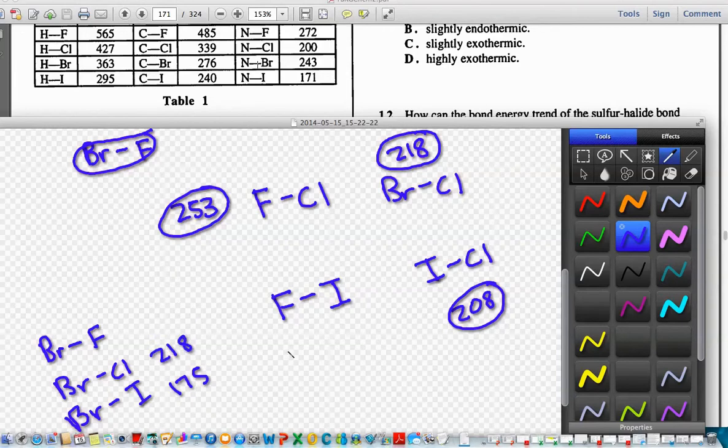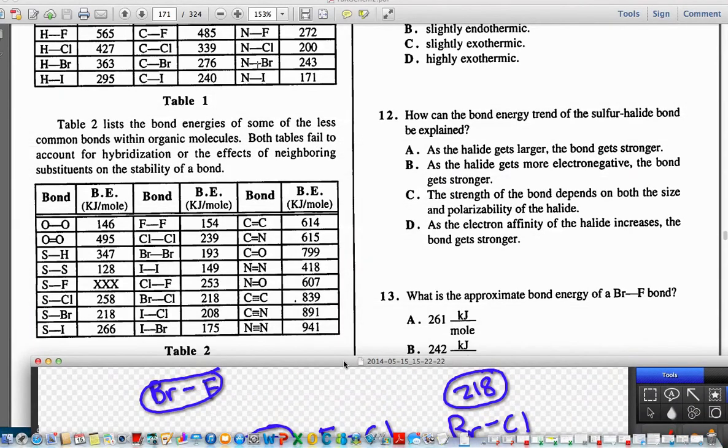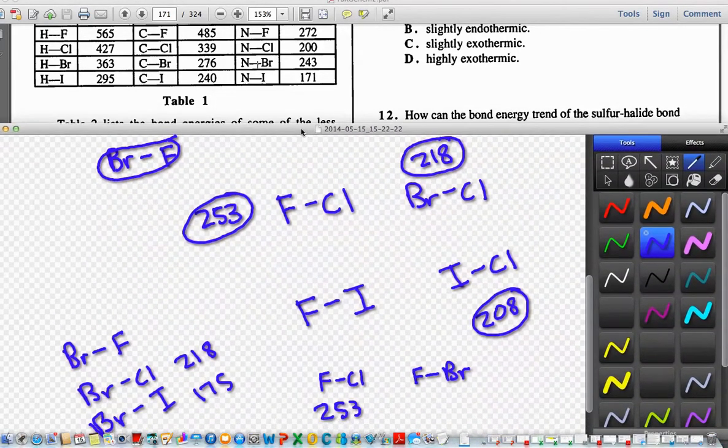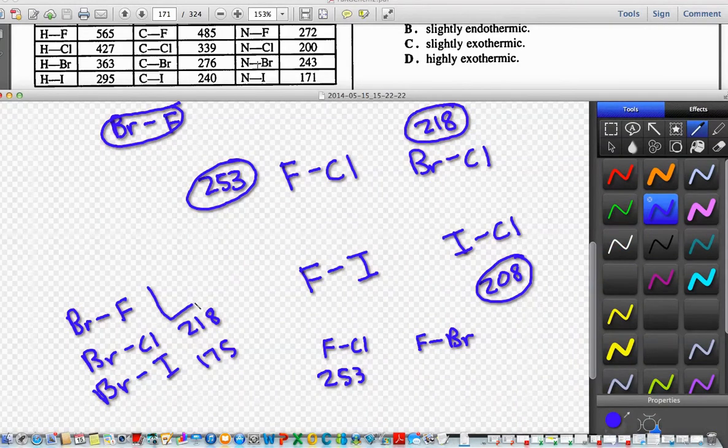We could also look at this from FCl, FBr. FCl is 253. Now I don't have an FBr and I don't have an FI, so that's a problem. So I think greater than 218 makes sense to me. And it looks like the smaller these get, the stronger the bond gets. I think it's got to be less than 253.